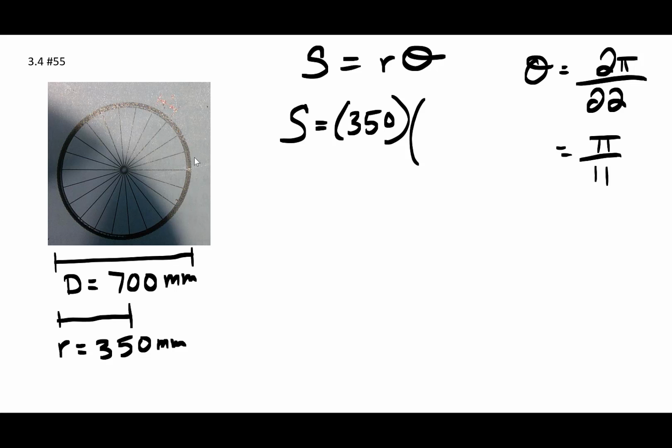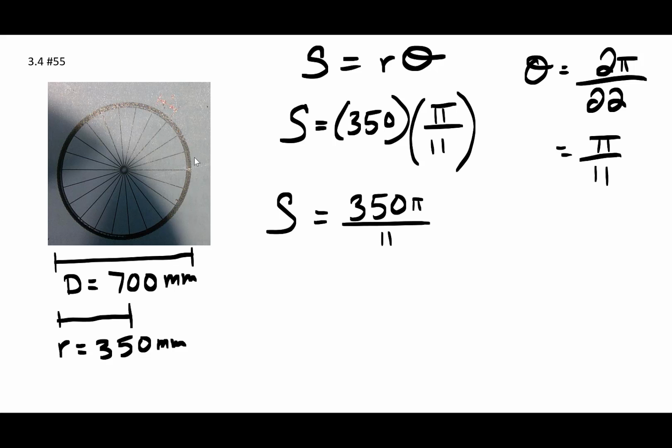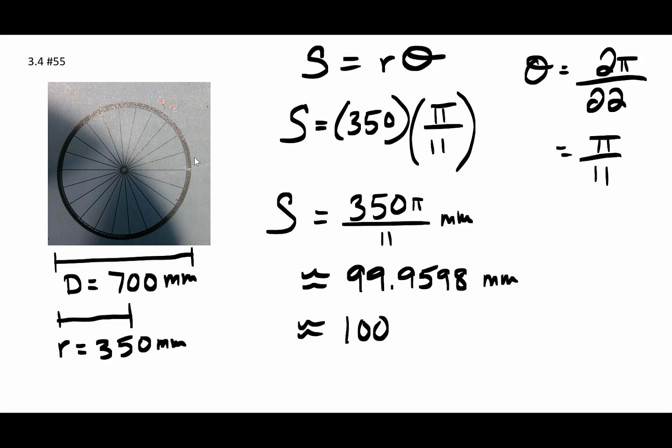Perfect. Now I can plug it in. That's theta, and theta in radians. And voila. So this is the exact answer, because I think the book asks for an exact answer. There it is. And it's in millimeters. And then also the book wants an approximate answer, so punch that into a calculator. This is what I got from my calculator. So then you just round it off and you get yourself 100 millimeters.